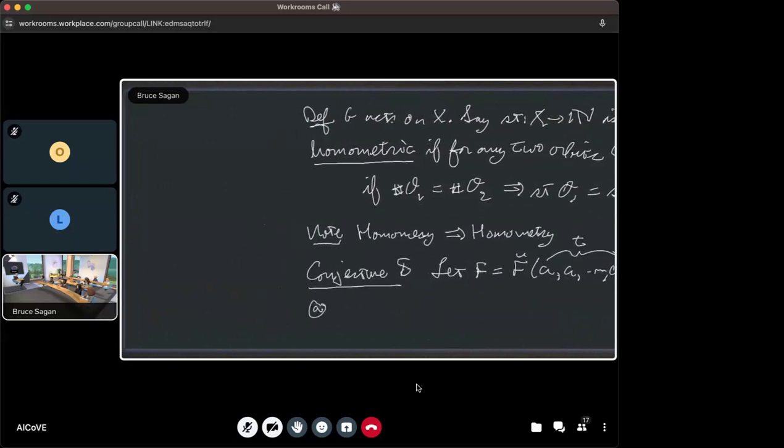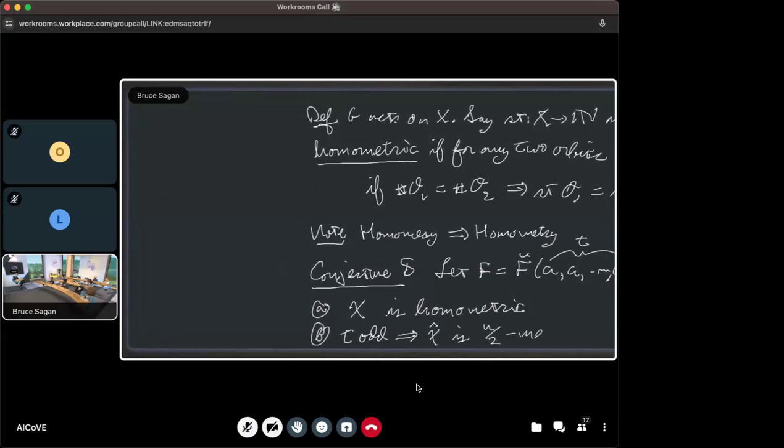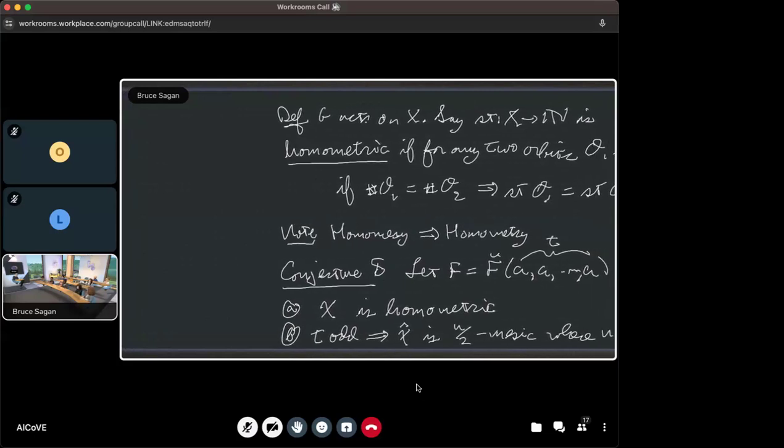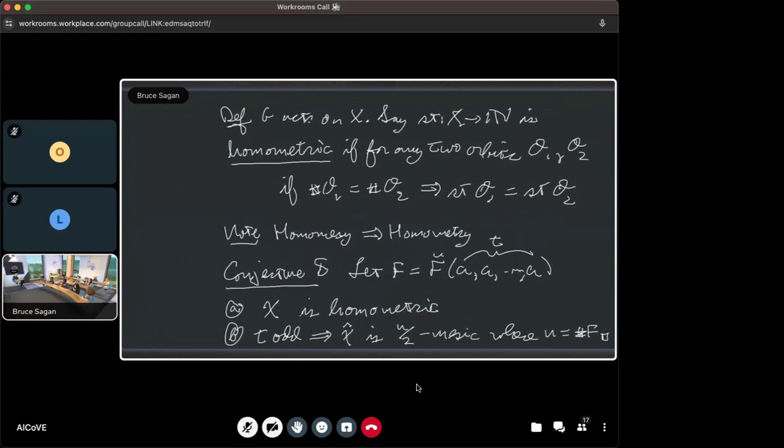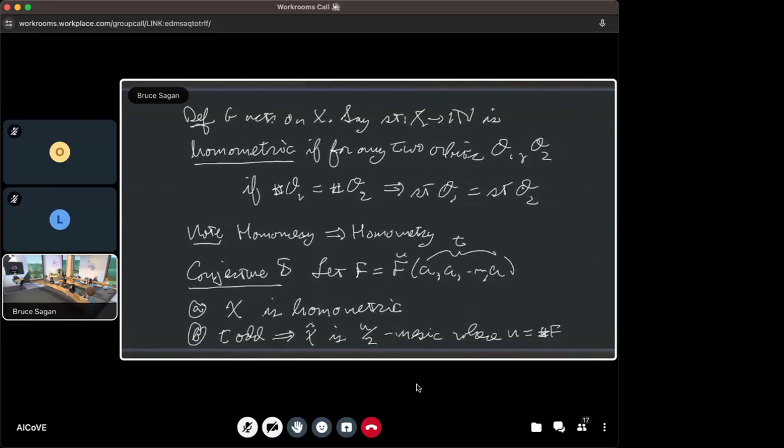First of all, we believe, and there's lots of evidence in the paper, that the cardinality statistic for the antichains is homometric, as long as the cardinalities are the same. And if T is odd, and I can explain why T is odd is a reasonable hypothesis here if people are interested, then the cardinality statistic, not for antichains, but for order ideals, is N over 2 homomesic, where N here is just the number of elements of the fence. Actually, I shouldn't put that there since it's still a conjecture. But if any of you have any ideas how to attack this, this would be fantastic.